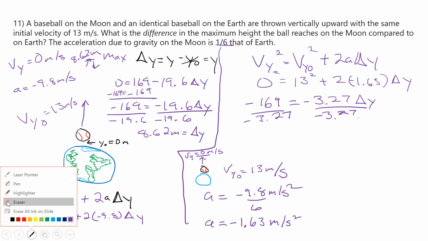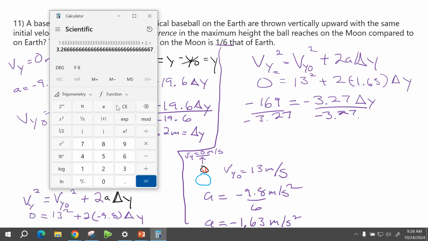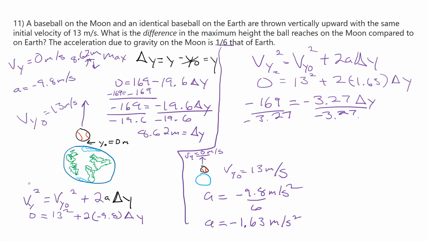Need my calculator. So 169 divided by 3.27. It's about 51.7. So if you throw that same baseball at the same velocity on the moon, it actually goes 51.7 meters. But the question is, what's the difference?